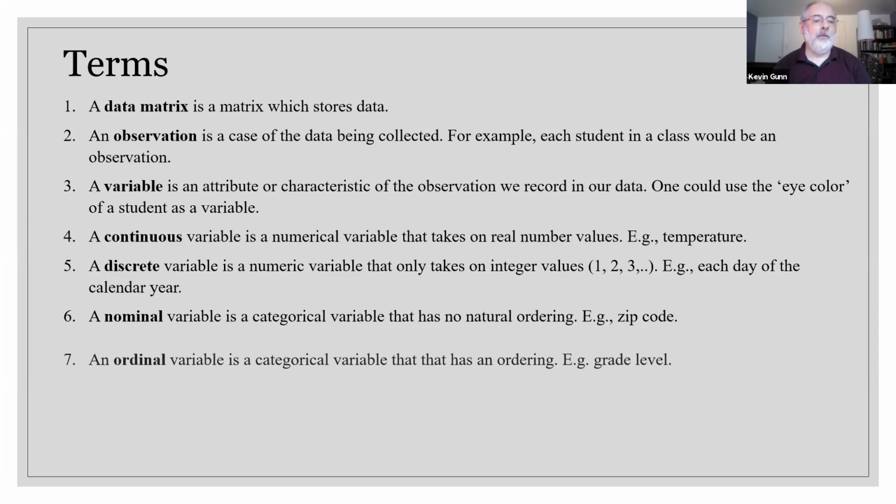The most common one is the continuous variable. That's a numerical variable that takes on real number values. For example, temperature is one: 75 degrees or 75.5 degrees, that sort of thing. You can scale on as you go forward.